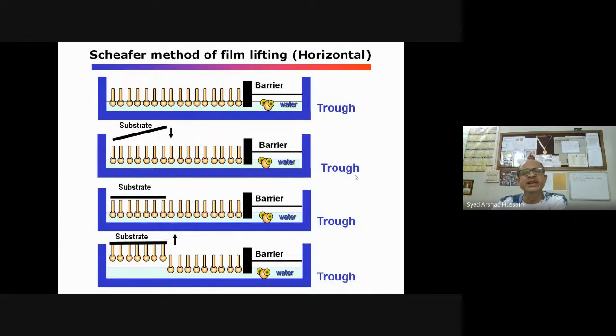Again, there is another technique known as the Schaefer method, or horizontal deposition. This is just an extension of the Langmuir-Blodgett technique. Here, the substrate is held horizontally, you just touch the floating film, and take out. You see your film is attached here. But of course, it is very tricky. You have to be very careful. You have to take help of machines, because if you try using your hand, you don't know when you are touching, or maybe a minute vibration, everything will change. So you have to be extremely careful.